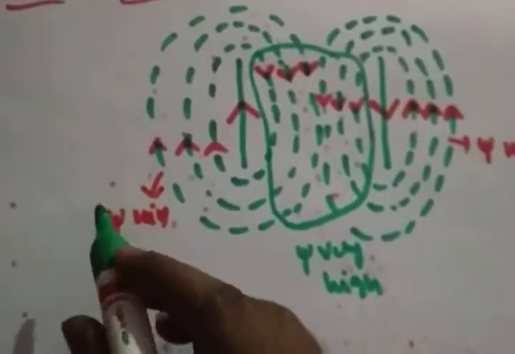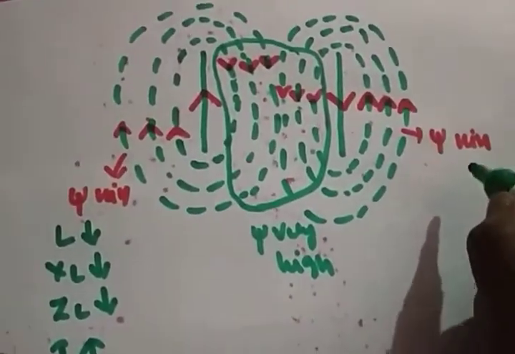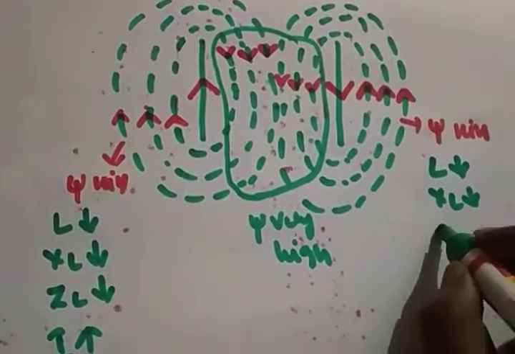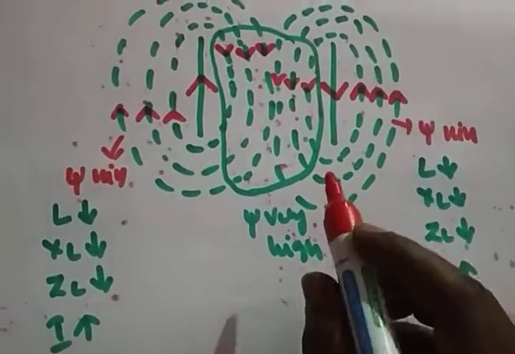Now we'll see the current direction. The flux is minimum, so the inductance is minimum. If the inductance is minimum, XL is minimum. So XL is minimum means ZL is minimum. So what about the current? The current is a maximum. Right? Here also the same. L is minimum, XL is minimum, ZL is minimum. And what about the current? The current is a maximum.